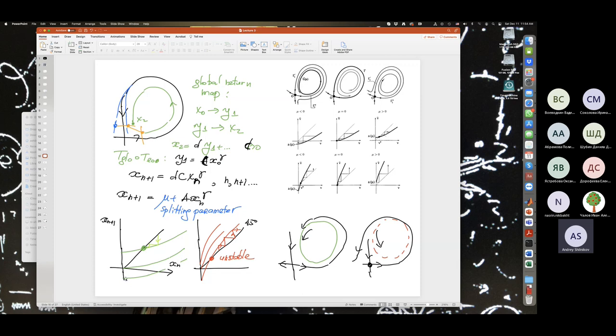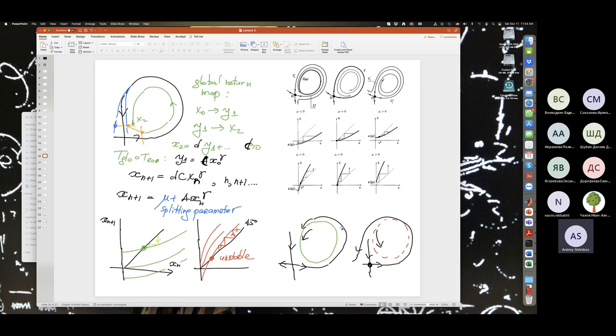Before the loop, when the graph of the map looks like this, you have no intersection with the 45-degree line, which means you have no fixed point. Then you have a fixed point at the origin that corresponds to the loop itself. And when you shift it up, you have a fixed point. Because the slope at the origin is close to 0, no surprise that this fixed point is going to be stable. That's how you prove the stability.